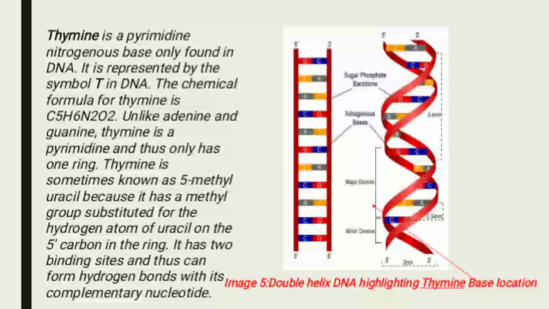Coming to thymine, it is a pyrimidine ring structure that contains only a single ring, and it is denoted by T in the models of DNA and RNA. Unlike adenine and guanine, thymine is a pyrimidine and thus it has only one ring structure. Thymine is sometimes also known as 5-methyl uracil because it has a methyl group substituted for the hydrogen atom of uracil on the 5th carbon in the ring. It has 2 binding sites which allow it to form complementary base pairing with the help of hydrogen bonds with other nucleotides.